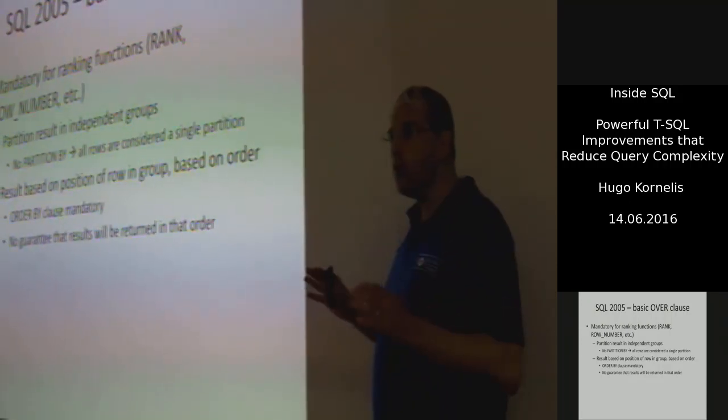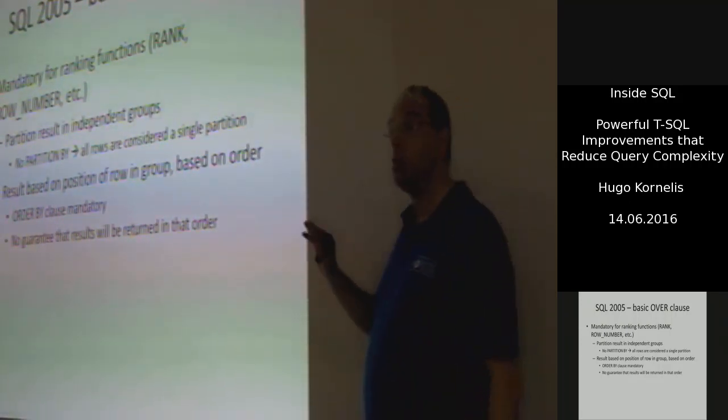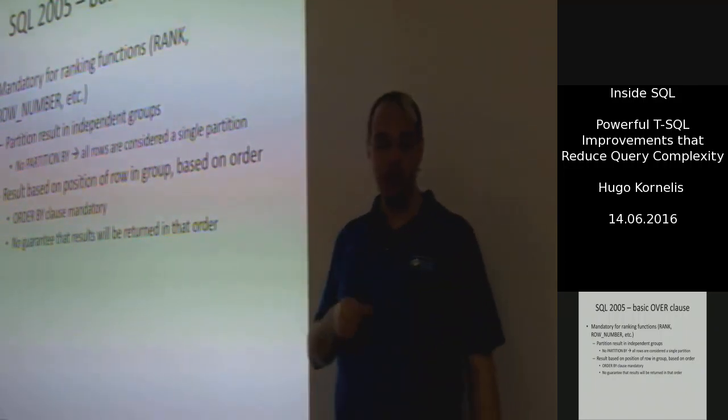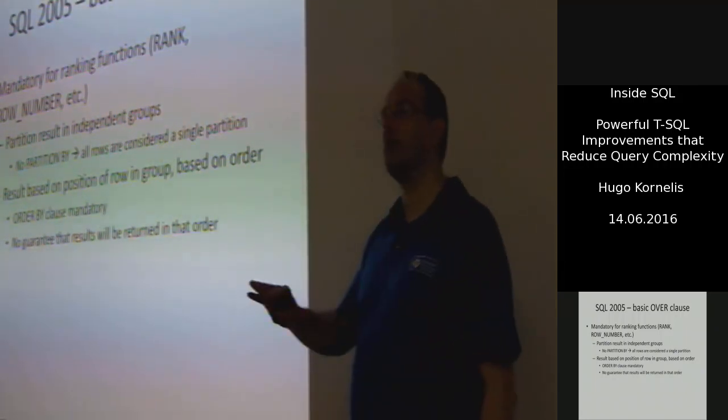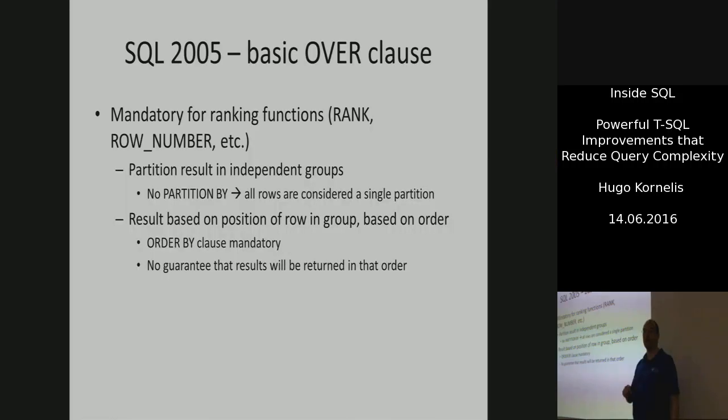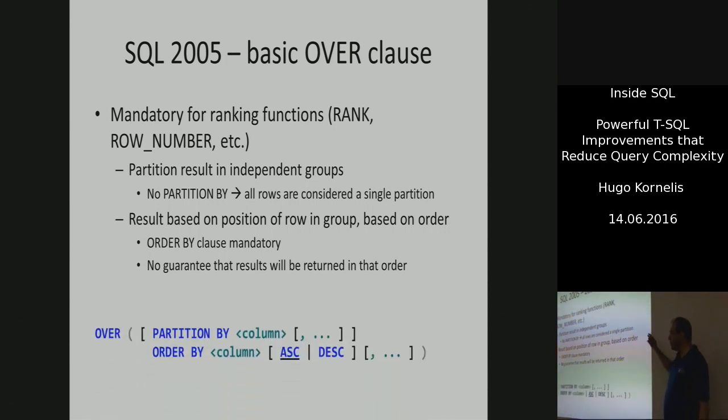So the OVER clause in 2005 is most well known for being used in combination with ROW_NUMBER and RANK, and I think most of the people here have used the OVER clause in combination with a ROW_NUMBER function once or twice, or maybe even more often. It's mandatory if you use them. If you use ROW_NUMBER, you have to use an OVER clause or you will get an error. You first partition the results in independent groups. If you don't, then you get a single partition. And then the result is based on the position of the row based on the ordering.